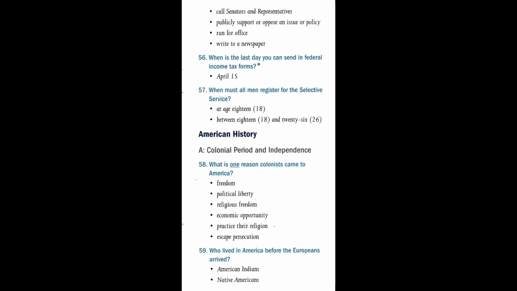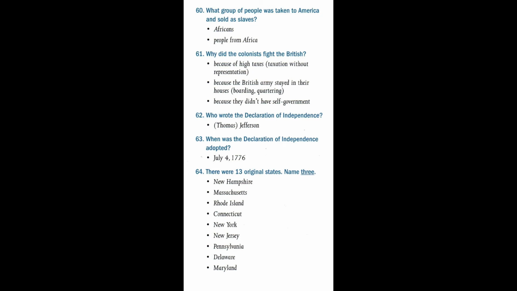58. What is one reason colonists came to America? Freedom. Political liberty. Religious freedom. Economic opportunity. Practice their religion. Escape persecution. 59. Who lived in America before the Europeans arrived? American Indians. Native Americans. 60. What group of people was taken to America and sold as slaves? Africans. People from Africa.